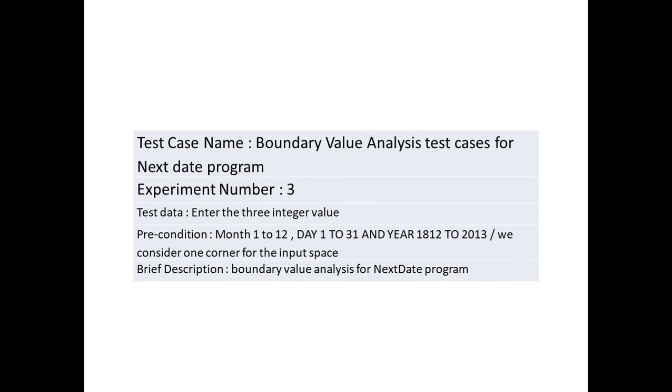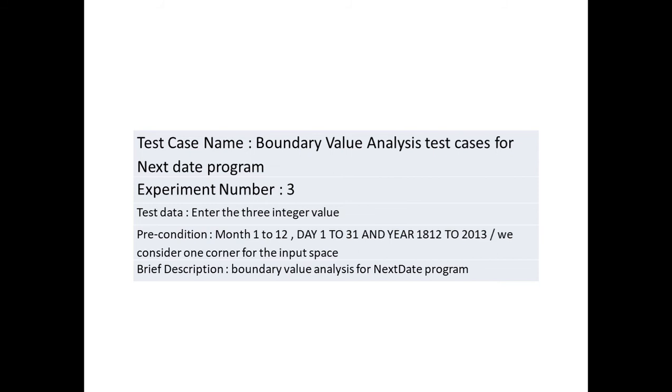As usual, the test case name, experiment number, and test data that we have to enter are the date, month, and year, with the precondition that month is 1 to 12, day is 1 to 31, and year is 1812 to 2013.